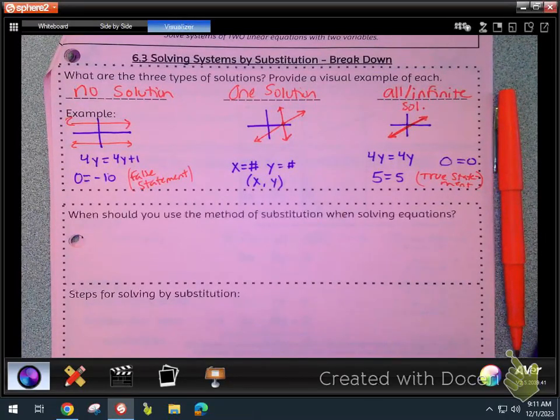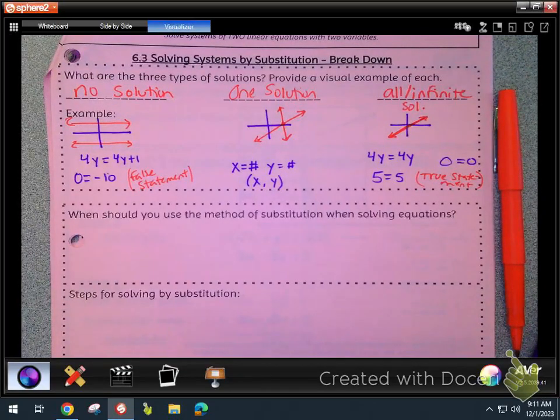Okay, so when should we use substitution? After we've learned all the methods, I'm just going to give you problems. And then you're going to have to say, okay, I think I need to use this method because of such and such. So we need to know.